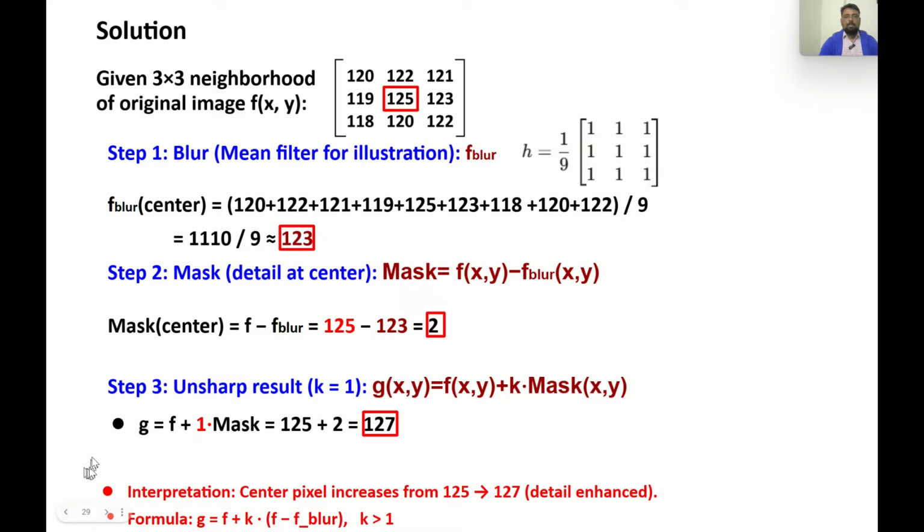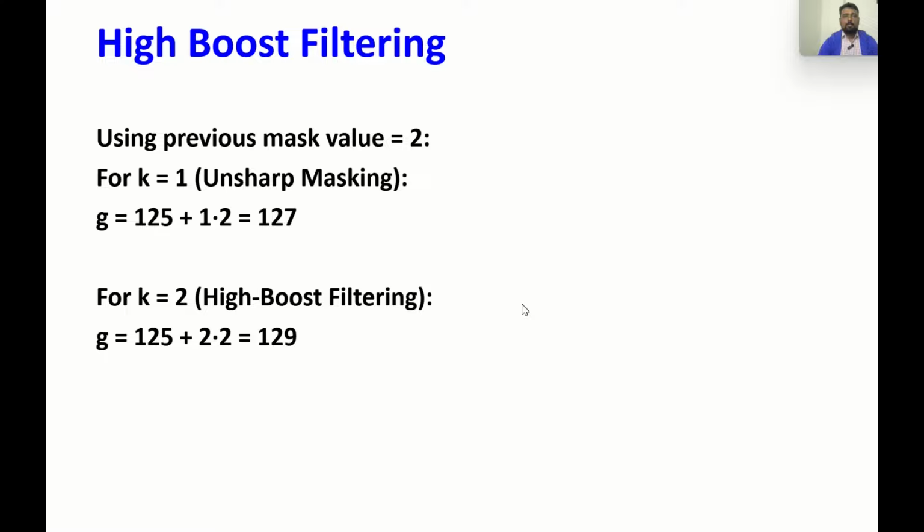So what is the interpretation? The central pixel increased from 125 to 127, so details are enhanced. If the value of k is more than 1, that is called high boost filtering. We got the previous mask value as 2. Now, when we apply k equal to 1, the value becomes 127, and this is the process of unsharp masking. But when k is greater than 1, that is called high boost filtering, and that will become 129. So imagine the details increased. That will be the effect of high boost filtering and unsharp masking.